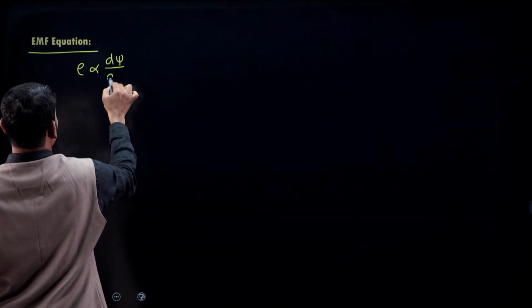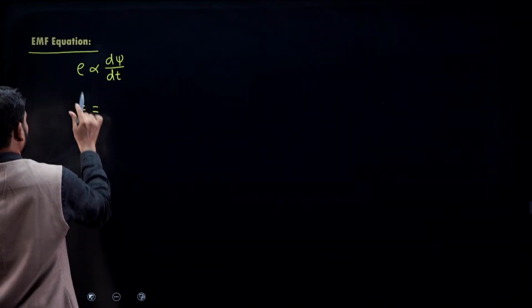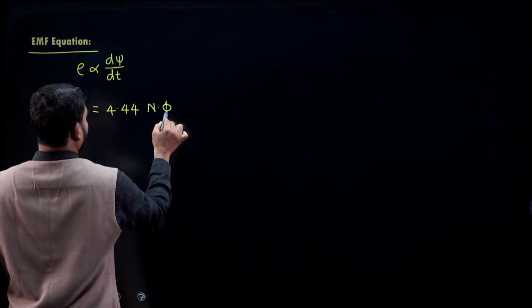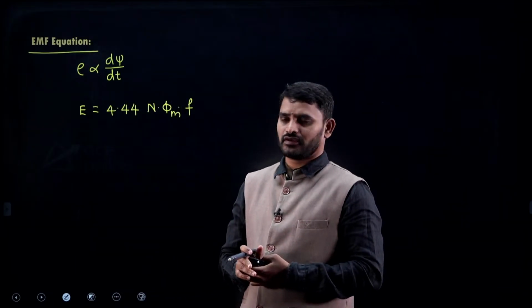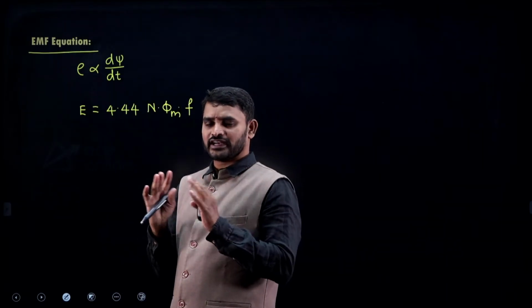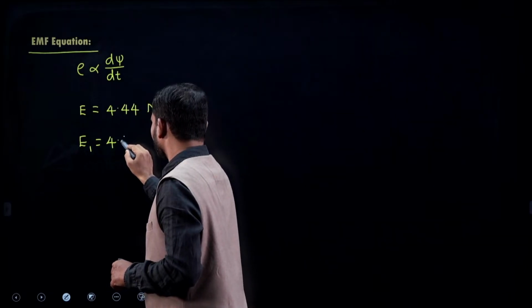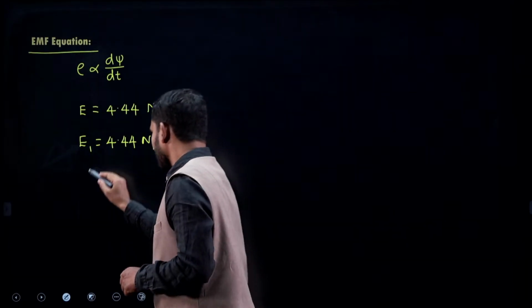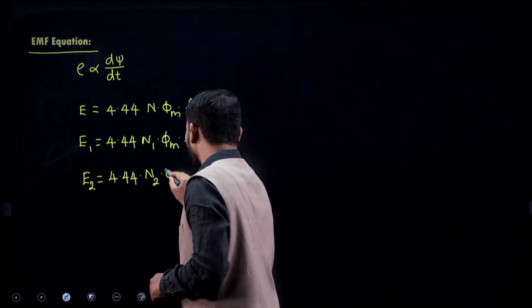If you look at the EMF equation, E is proportional to rate of change of flux linkages. So, based on this equation, if you solve for small e or capital E, you will get EMF equals 4.44 into N into phi m into F. So, this is the generalized EMF equation of a transformer. We have two windings, high voltage winding and low voltage winding. I made it as N1 and N2. Generally, I can write here E1 is equals to 4.44 into N1 into phi m into F. Or otherwise, I can also write on the secondary side E2 is equals to 4.44 into N2 into phi m into F.